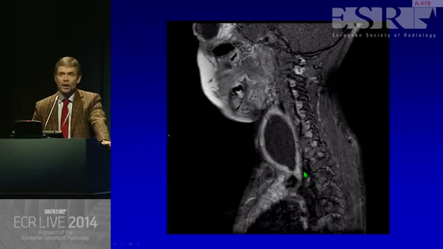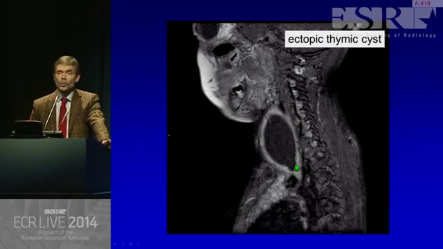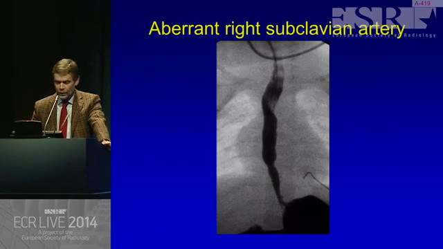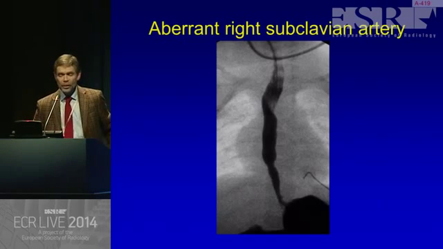So in one of the last examples of the thymus, this is normal thymus. This is thymic tissue in the neck, and it contains a cyst. So this is an ectopic thymic cyst. These also exist. Let's go on to the real mediastinum.